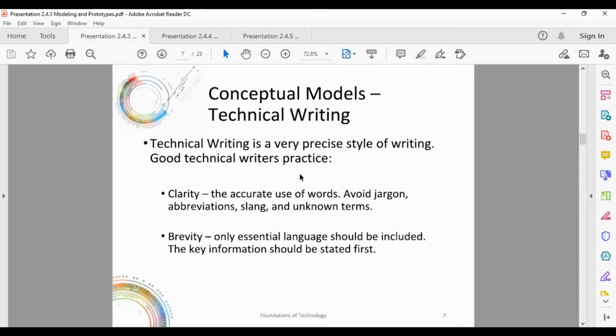Technical writing is a very precise style of writing. Good technical writers practice clarity. They use accurate words, avoid jargon, abbreviation slang, and unknown terms. And brevity. Only use essential language that should be included. The key information should be stated first.